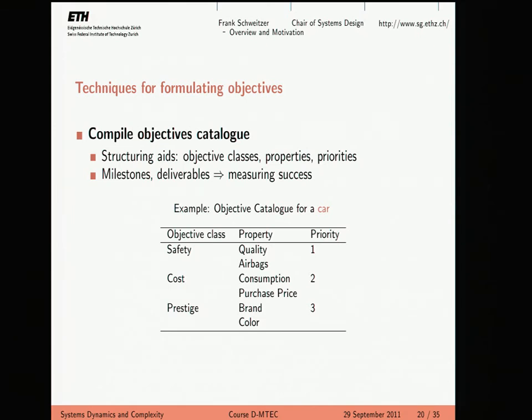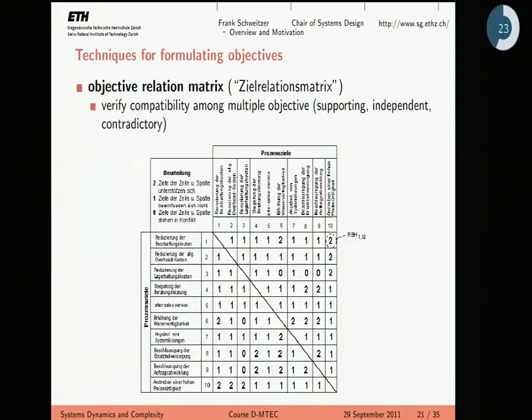Another one evaluates the objective relationship matrix, evaluates the contradicting aspect, what I mentioned, contradiction-free. So it evaluates whether you have contradicting objectives or not, because sometimes it's not trivial to identify them at first glance.